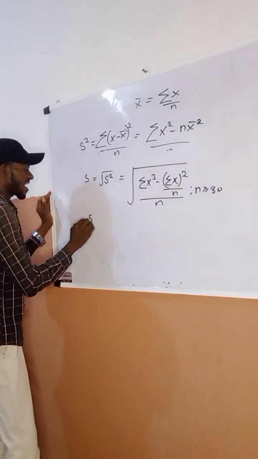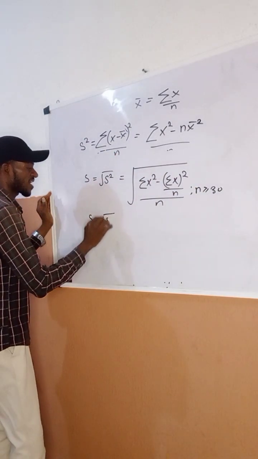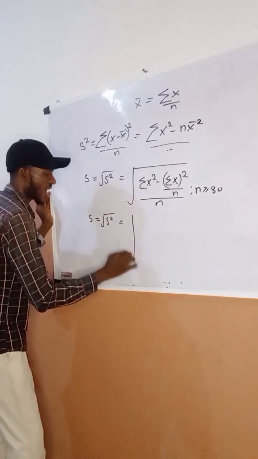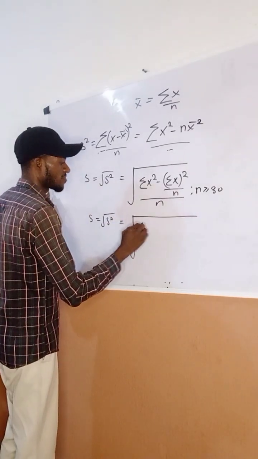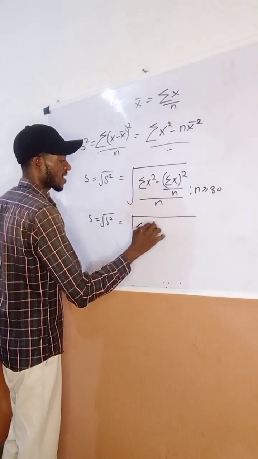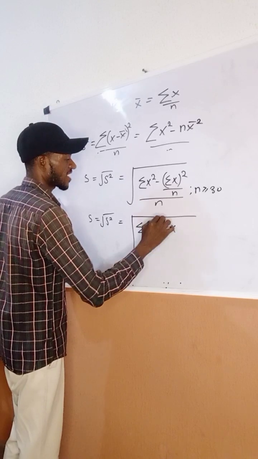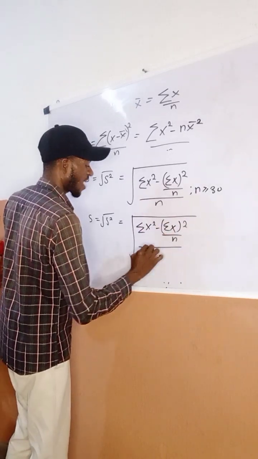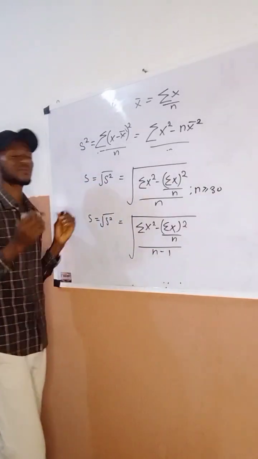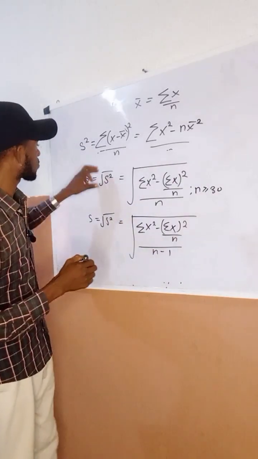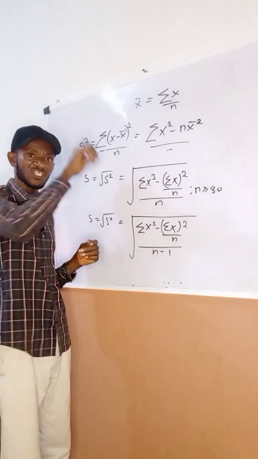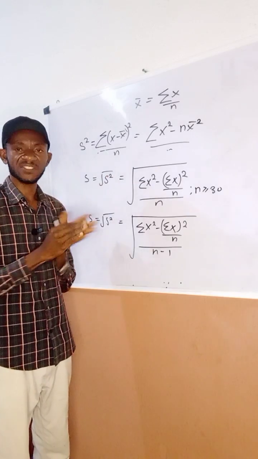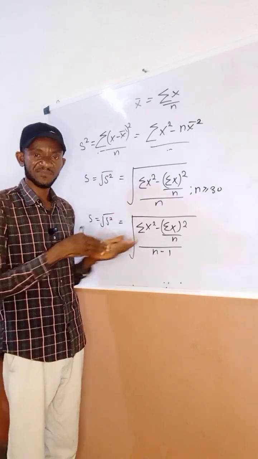Or we have that S equals the square root of S squared, equals the square root of summation of x squared minus summation of x all squared over n, all over n minus 1. So this is now what we call the standard deviation, the square root of variance.